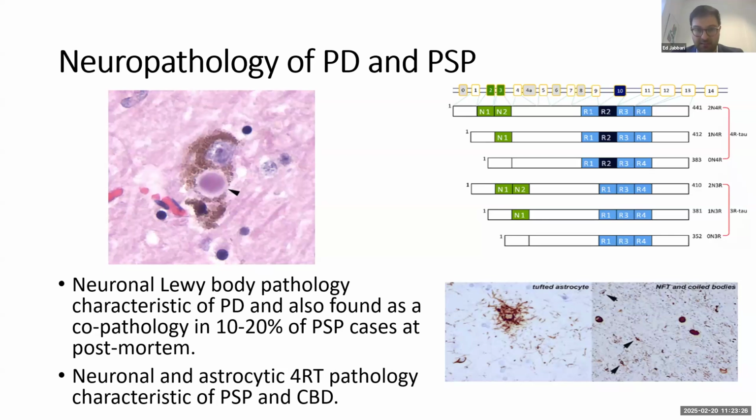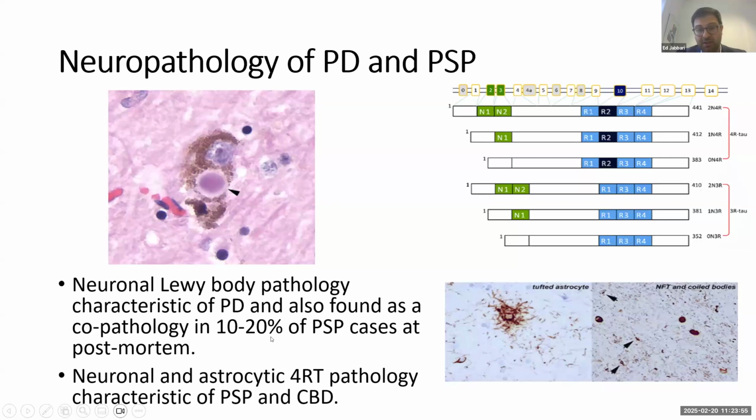Now, in contrast, in PSP and CBD, the pathological protein is 4-repeat tau. Again, we all have tau protein in our brains, but for various reasons, it becomes sticky and clumps together and forms these aggregates that we can see under the microscope at post-mortem. So it's 4-repeat tau protein that goes wrong in PSP and CBD.